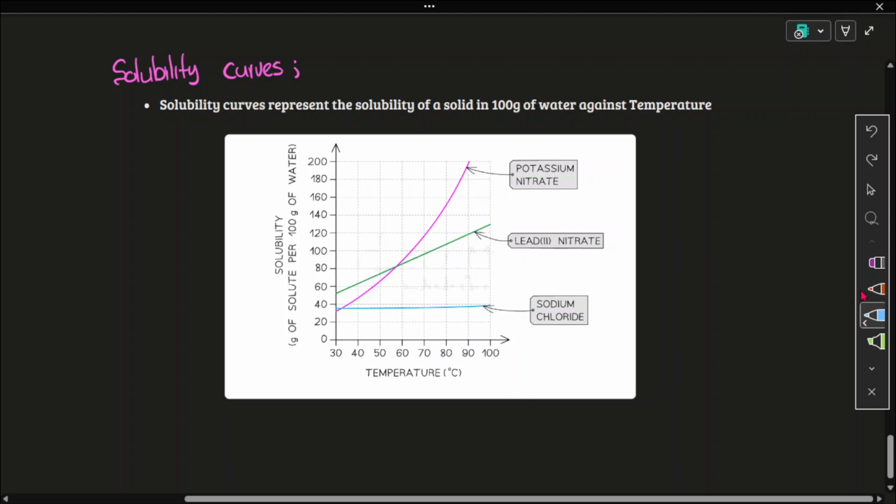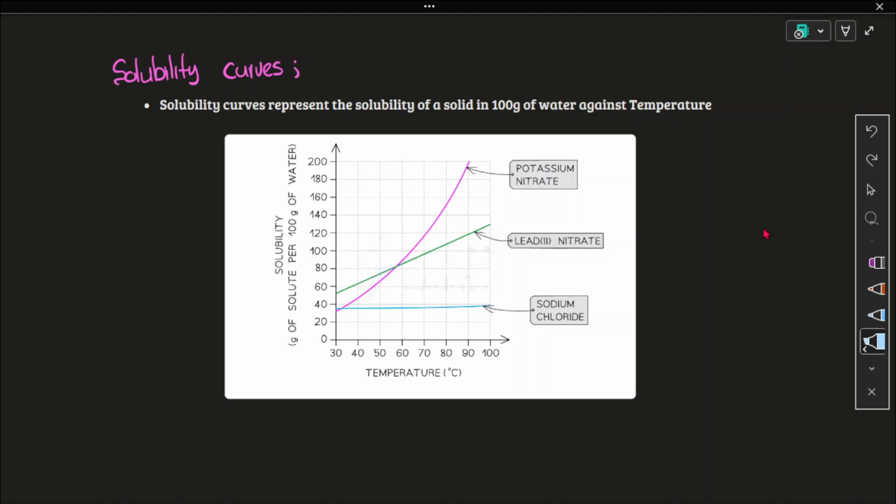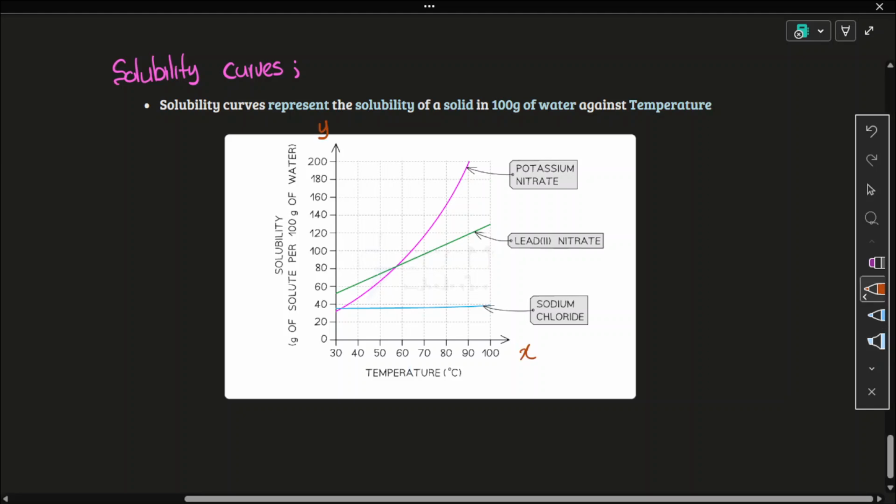Okay, so simply what do solubility curves represent? We just talked about this. They represent the solubility of a certain solid in 100 grams of water against the temperature. Okay, first of all, let's look at the x-axis. Simply speaking, the axis below will always be the x and this will be the y. Here we have temperature. Like I mentioned, solubility curves show you the solubility against temperature. That's all you have to think about, honestly.